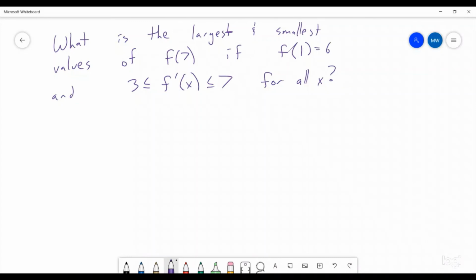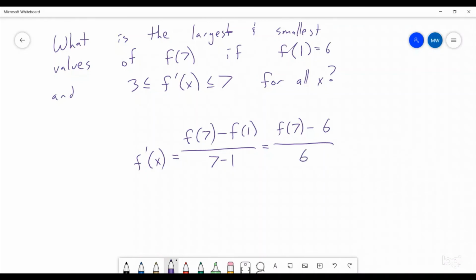Well, this is also a mean value theorem problem, because we know that f prime of x is somewhere between, well, any values we pick. If we pick a number between 1 and 7, it's going to have to satisfy the mean value theorem. So that's going to be equal to f of 7 minus f of 1 all over 7 minus 1. So that's going to be equal to f of 7 minus 6 all over 6. That has to be less than or equal to 7 and greater than or equal to 3.